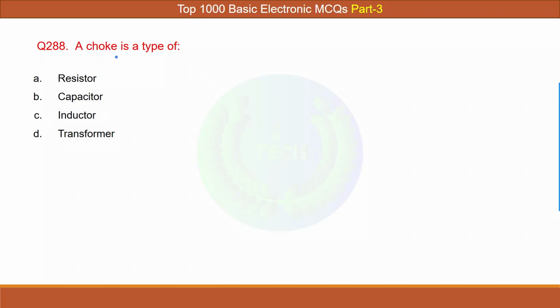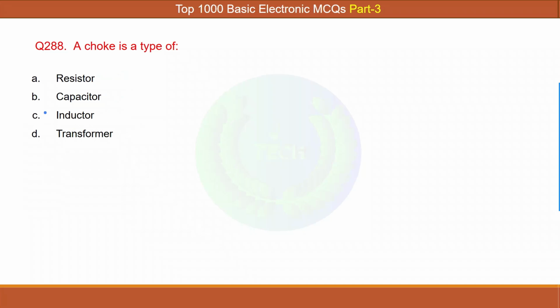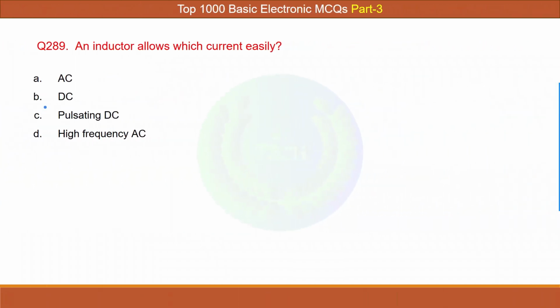Next question, question number 288. A choke is a type of option A resistor, option B capacitor, option C inductor, option D transformer. The answer is option C, inductor.